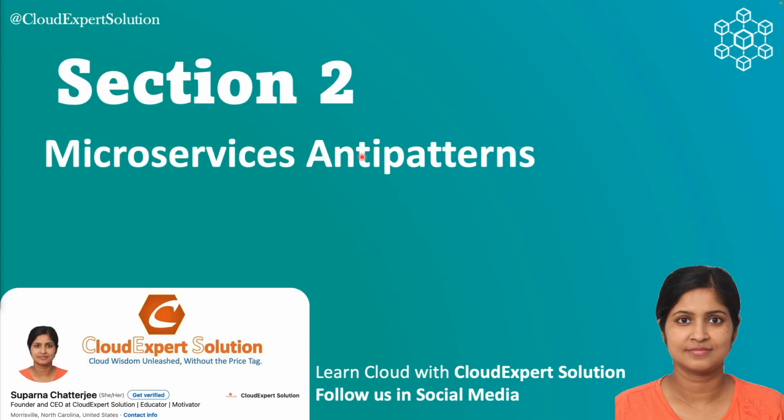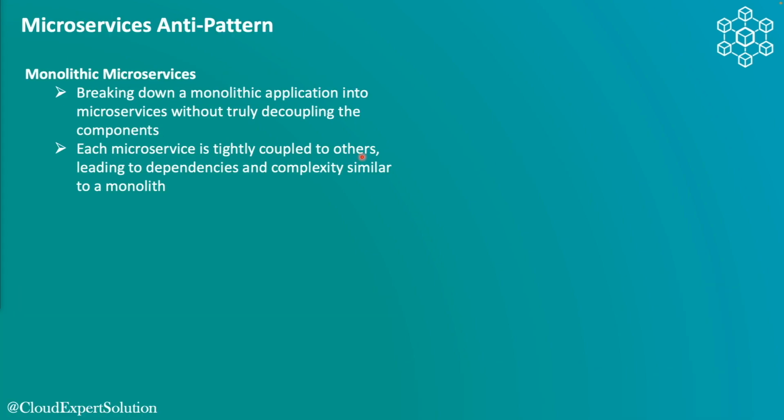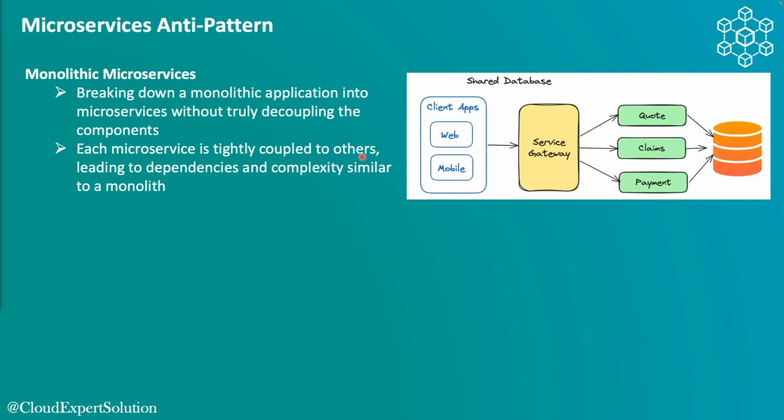Next, we'll review the microservice anti-patterns. The first is monolithic microservice. That means we have broken down that monolithic architecture into microservices, but we haven't truly decoupled the components. Maybe each microservice is tightly coupled to each other, and that will forfeit the entire benefit of microservices. If I take an example, maybe shared database structure. We have segregated all those services into microservices, but all the services are connecting to a single database. Obviously, this is not a good microservice architecture pattern.